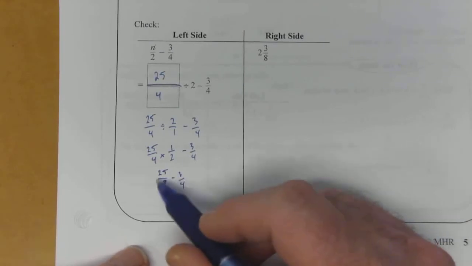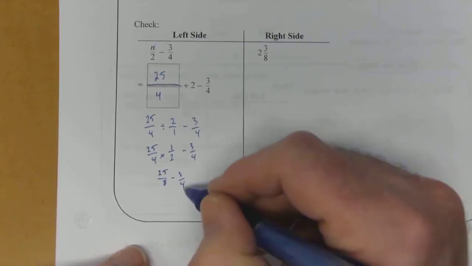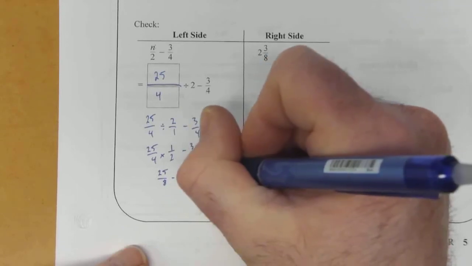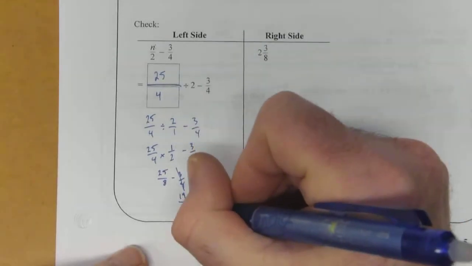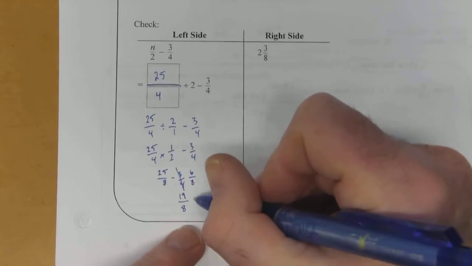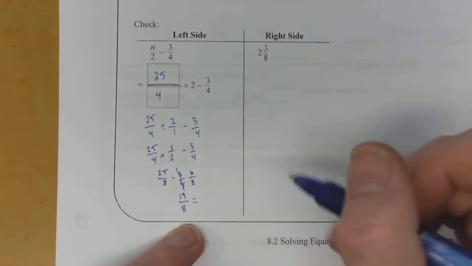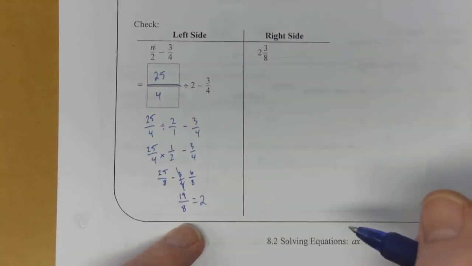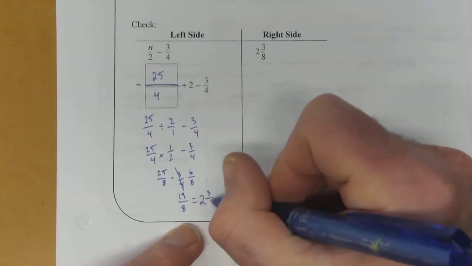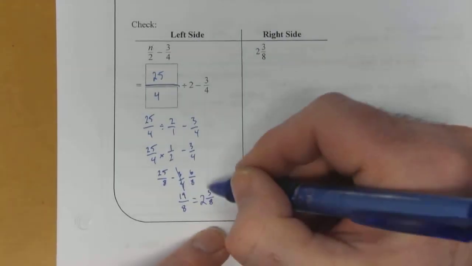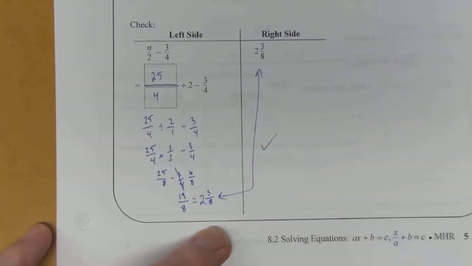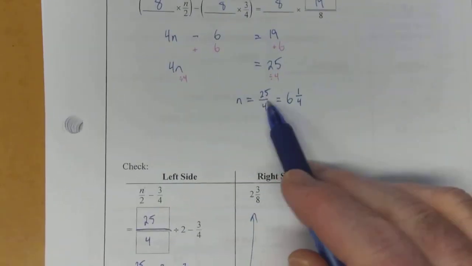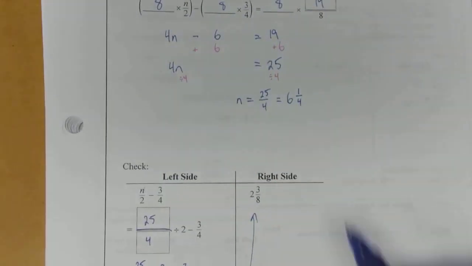Now I've got a subtraction, but I need a common denominator. So instead of 3/4, I'm going to multiply top and bottom by 2. It gives me 6 over 8. So 25 eighths minus 6 eighths leaves me with 19 eighths, which 8 goes into 19 twice. That gives me 16, which means there's 3 left over out of another 8. 2 3/8. That matches left and right side, so I've confirmed that my answer is correct. Therefore, n is 25 over 4, or 6 1/4.